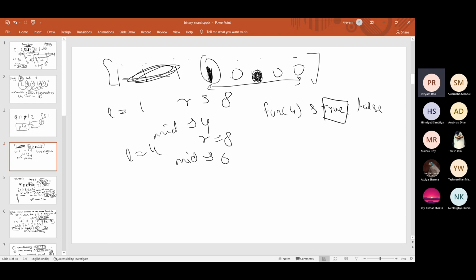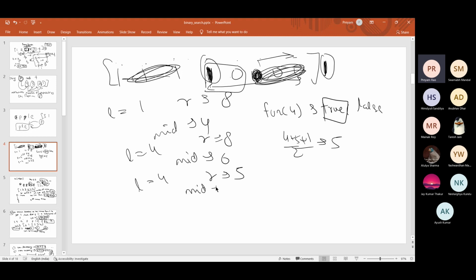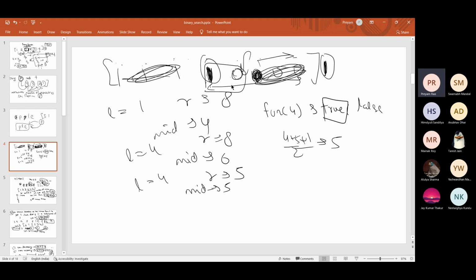Now, since this value is false, and we are looking for the last value which is equal to 1, everything over here must be false. We're not looking for zeros, so we'll get rid of all of these values. Then L would be equal to 4, R would be equal to mid minus 1, which is 5. Notice that for 4 plus 5 divided by 2, we are not taking the floor, we are looking at the ceiling value. So we are checking mid equal to 5. For mid equal to 5, which is this value, again it's false.